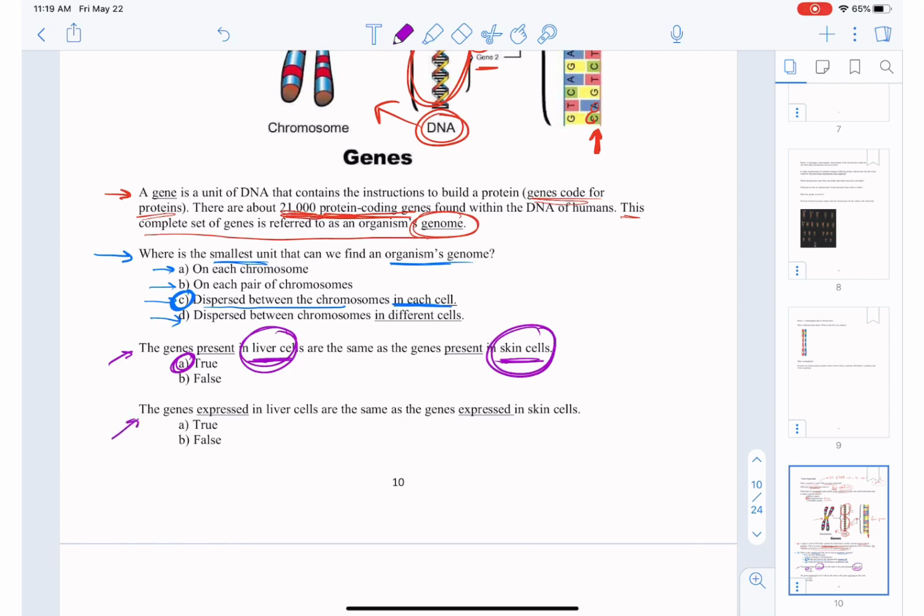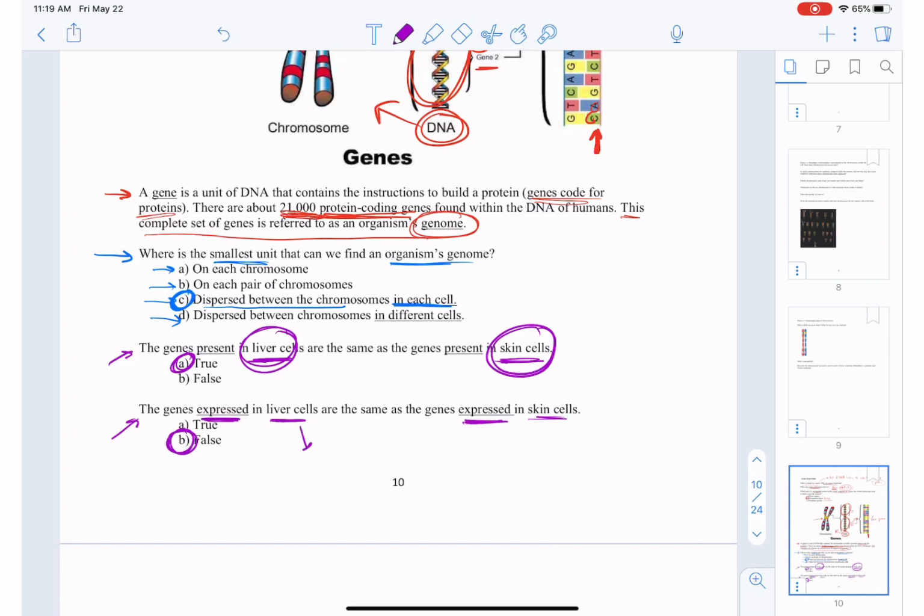Let's take that a little bit further. The genes expressed, the key word here is expressed, the genes expressed in liver cells are the same as the genes expressed in skin cells. Is that true or false? Now the answer to that is false, because even though skin cells and liver cells contain the same genes, they don't express the same genes.